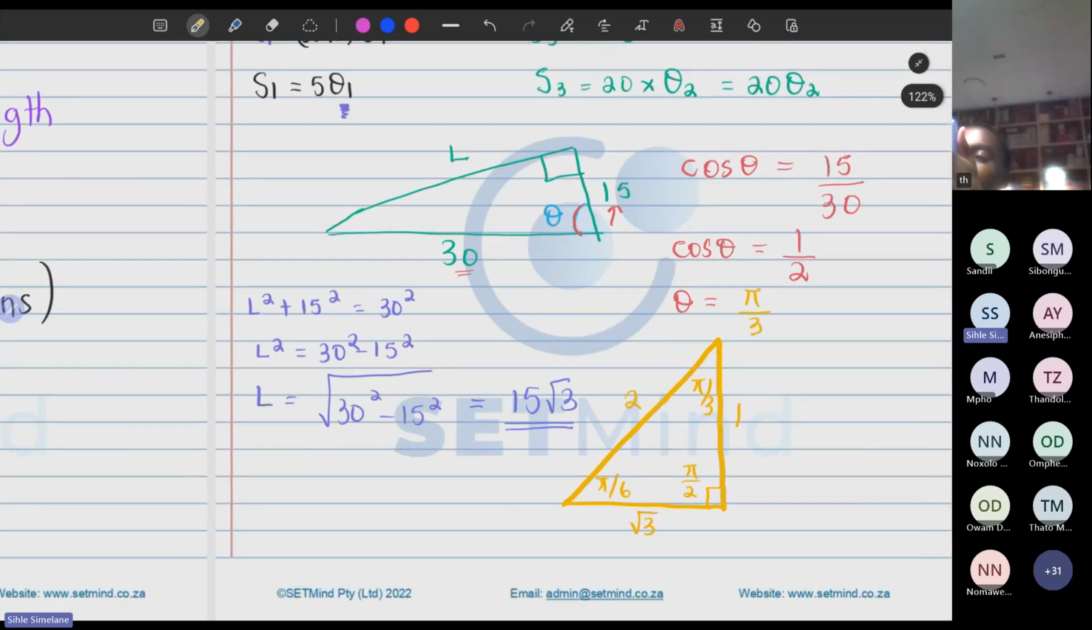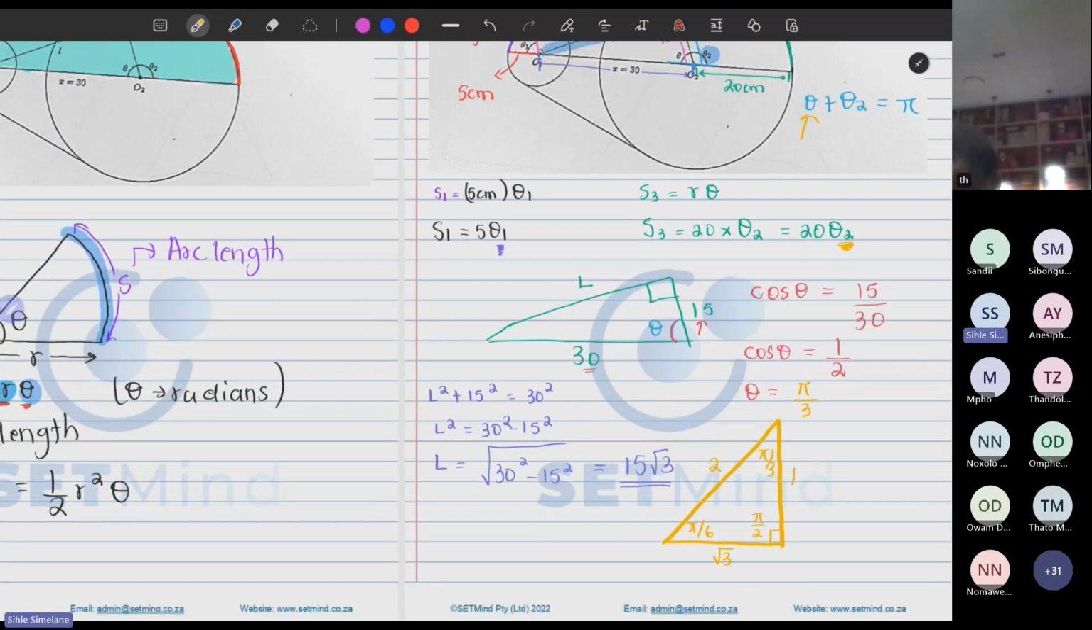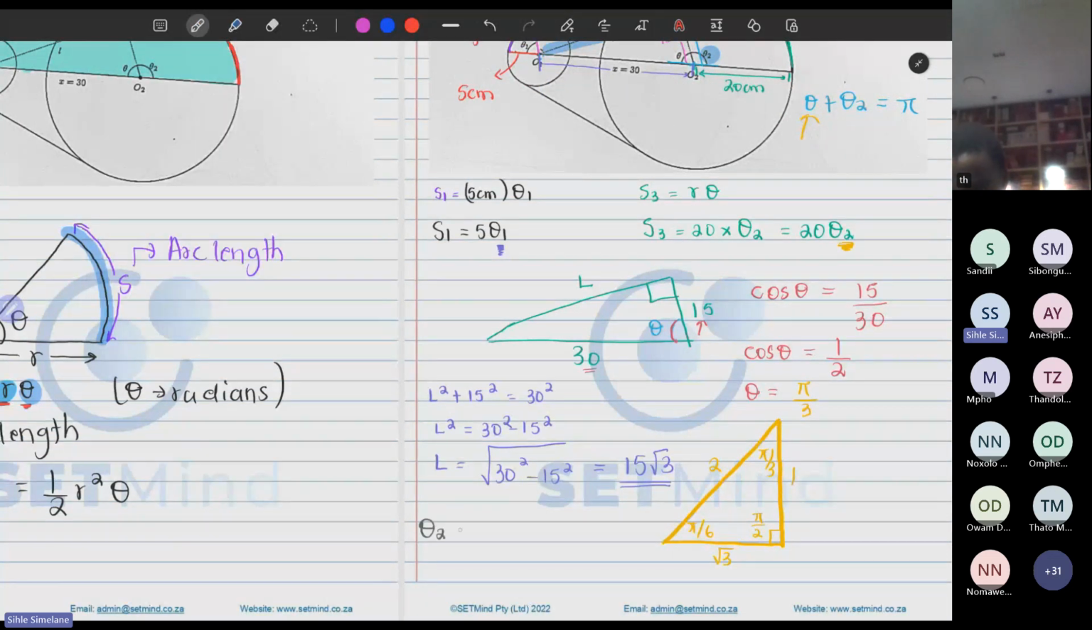So we now have our angle, which is pi over 3, which was theta. But we know that for us to get our final answer, we need theta 2, not this theta. So we can go and figure out what theta 2 is. As you can see, our theta 2 plus theta should give us pi. So which means our theta 2 should be pi minus theta, which means pi minus pi over 3. And if you compute this, you will get 2 pi over 3. Do we agree?